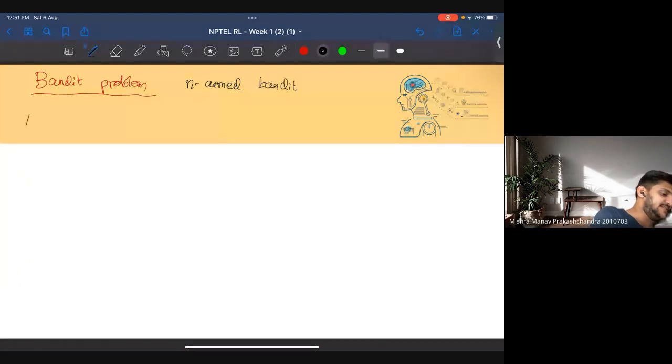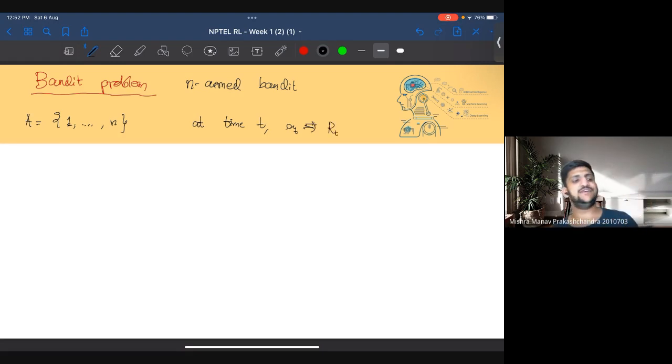So you have these possible actions. It's a bandit, a machine which has N levers or N arms. So these are all the available actions. Capital A is the action space. And at time t, I select some action, small a_t, which gives me a reward of r_t. So the action gives me a reward. The state is the arm which I'm pulling. So it's an immediate reward setting here.